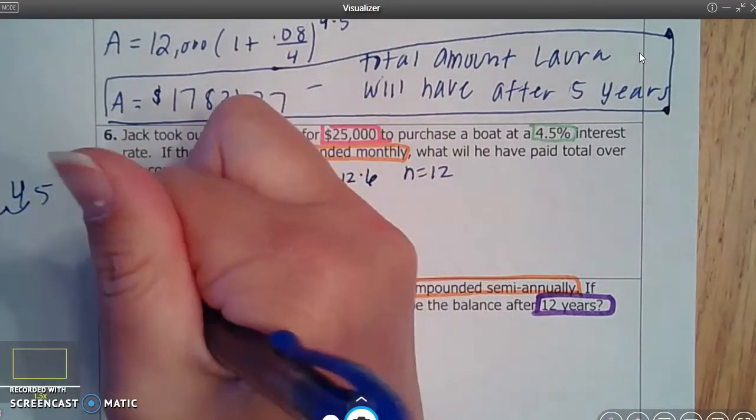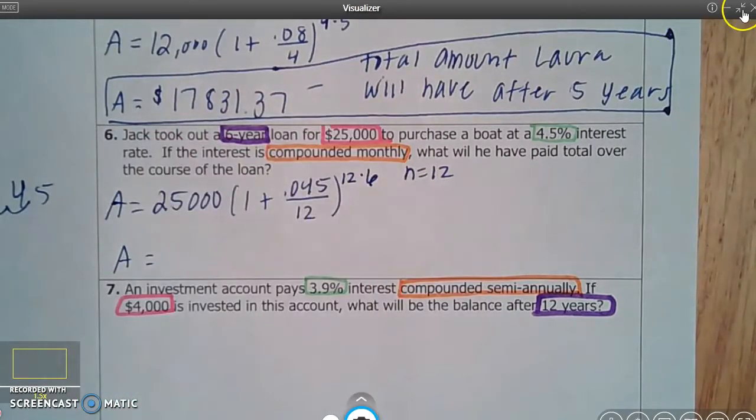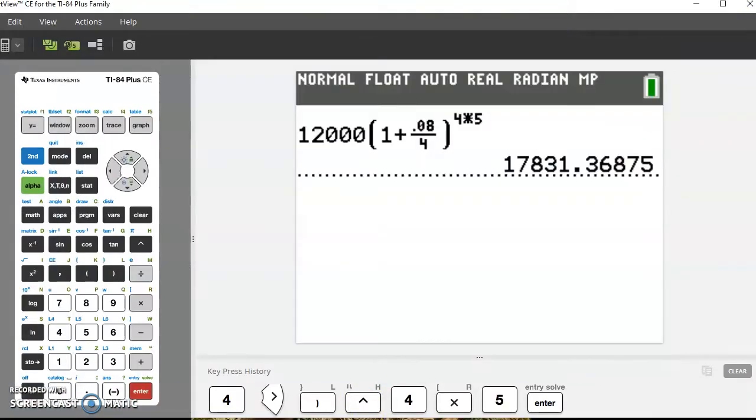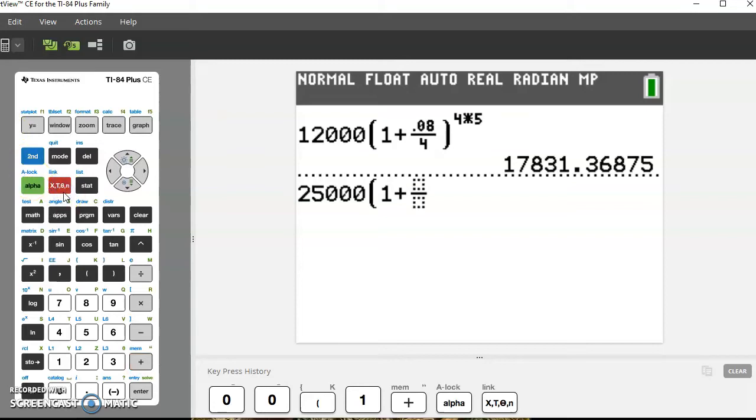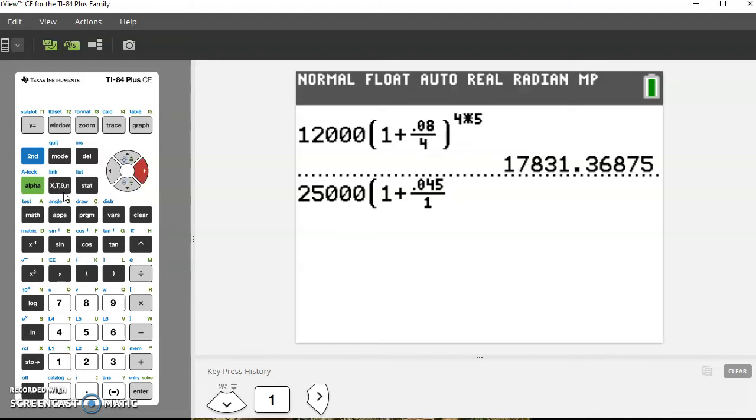Now you'll just plug this whole thing into your calculator to get our answer. All right, so on the calculator, we'll do our 25,000. We'll do 1 plus, and then alpha x to get our fraction. We'll do 0.045 divided by 12.